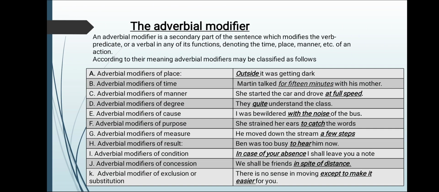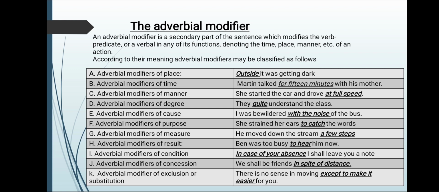An adverbial modifier is a secondary part of the sentence which modifies the verb, predicate or a verbal in any of its functions, denoting the time, place, manner. Adverbial modifiers of place. Outside it was getting dark. Here, outside is the example of adverbial modifiers of place.